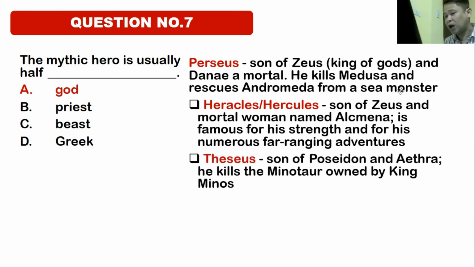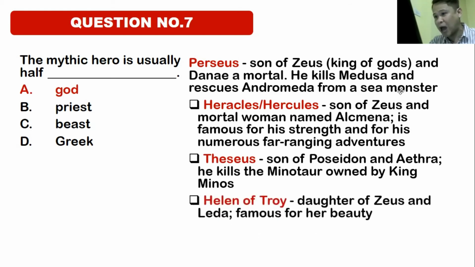We have another one, Theseus. Theseus is the son of Poseidon and Aethra. He kills the Minotaur owned by King Minos. And we also have Helen of Troy. Helen of Troy's father is Zeus, the king of the gods, and her mother is Leda, famous for her beauty.